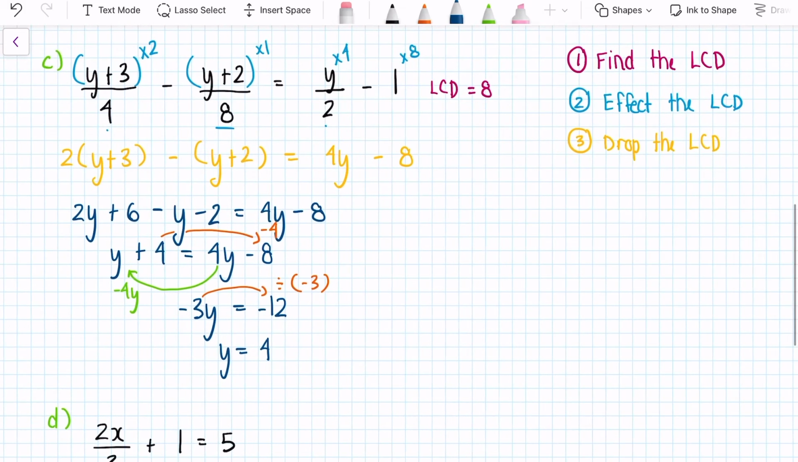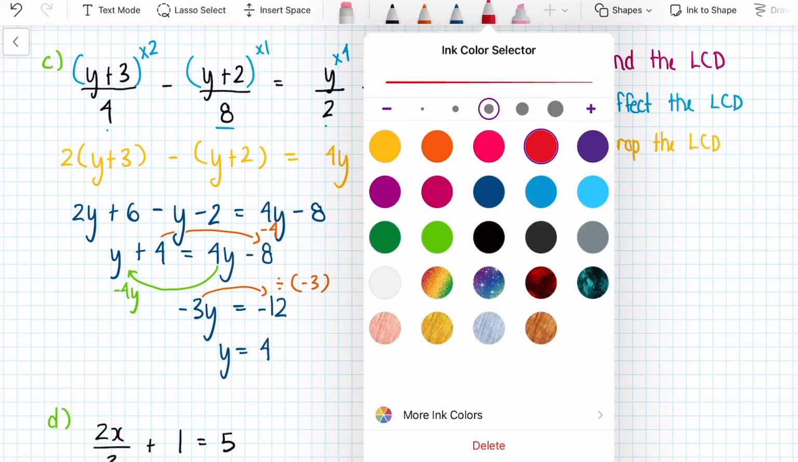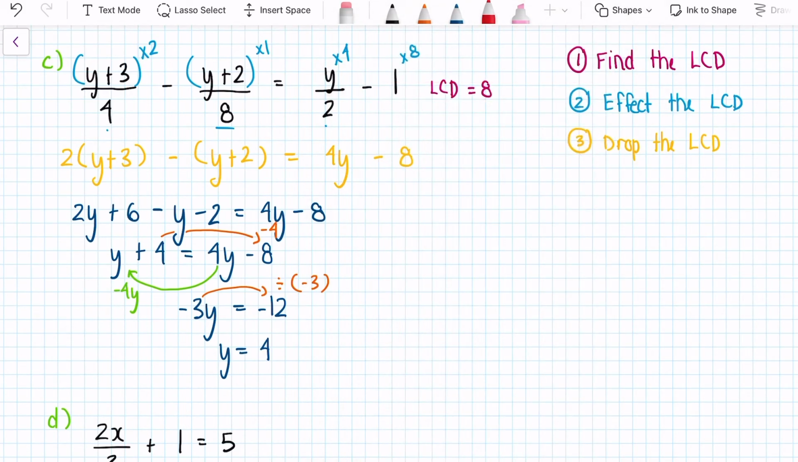I just want to show you how I would be marking a question like this in a quiz or in your homework or in a test. The first thing I'm looking for is that you've identified the LCD, and that's how you're going to communicate that to me. You're going to write LCD equals and whatever it is. Then I'm going to look at this step over here, which shows me that you've affected the LCD properly and that you have dropped the LCD. Then I'm going to see that you have expanded everything properly.